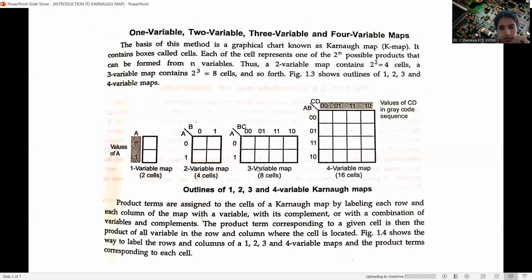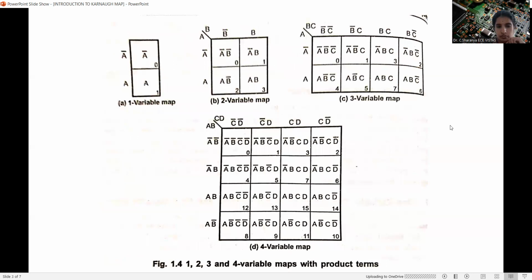And the next type of K-map is the 4-variable K-map. Here again, we have A, B, C, and D as the 4 variables. Since it is 4 variables, we will have 2 power of 4, which is 16 cells altogether. So this is how we represent a 4 variable K-map with 16 cells. The possible combinations of A, B are 0 0, 0 1, 1 1, 1 0. Similarly for C, D, it is 0 0, 0 1, 1 1, and 1 0.